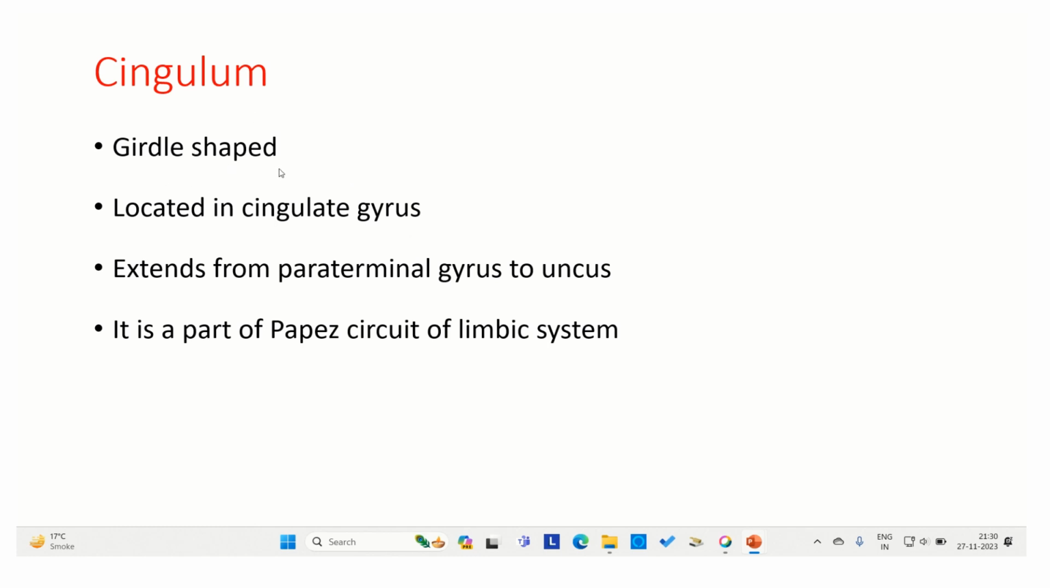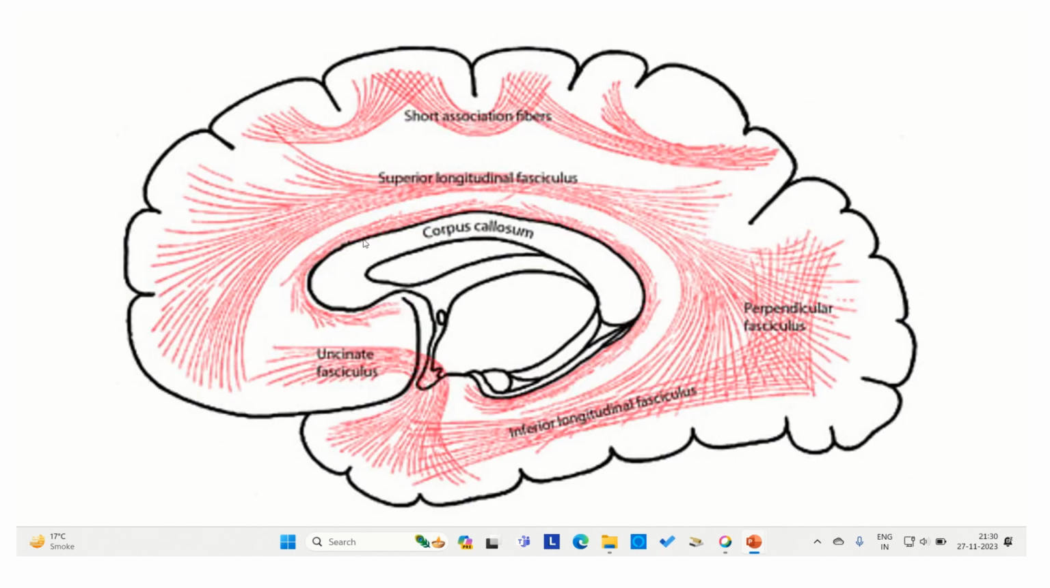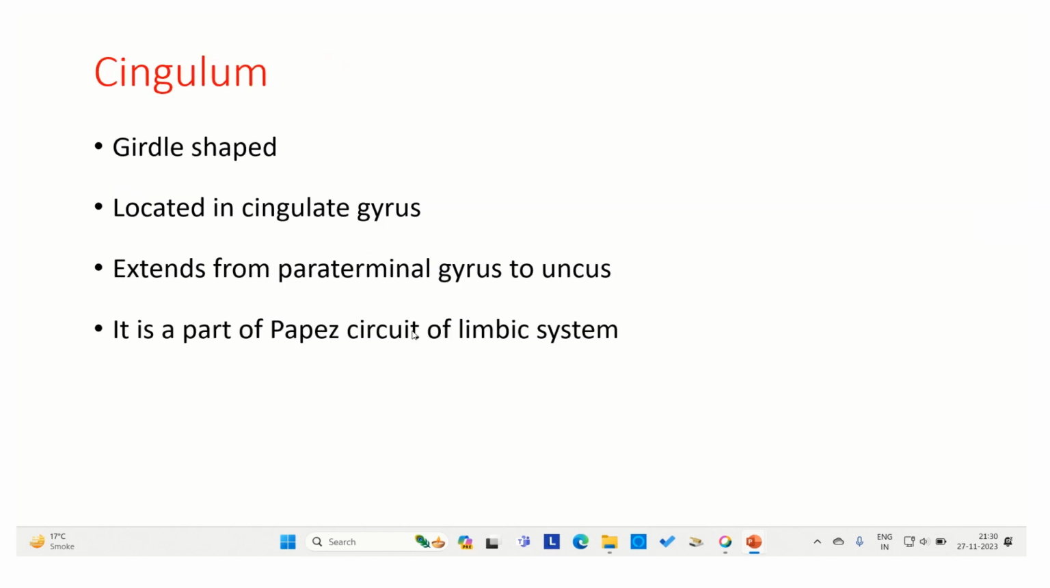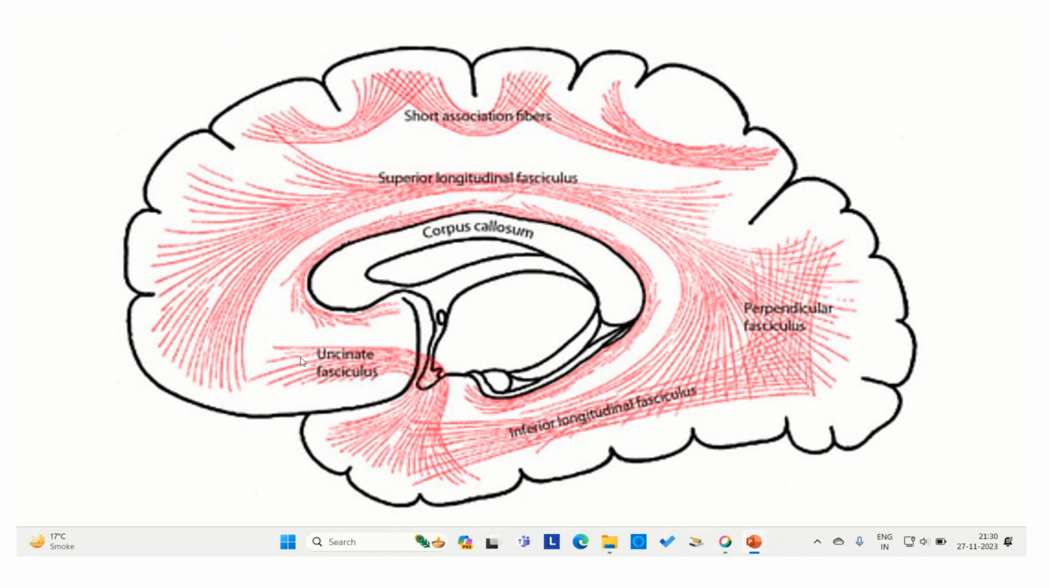Cingulum is girdle shaped, located in the cingulate gyrus, and extends from the paraterminal gyrus to the uncus. It's a part of the Papez circuit of the limbic system. You can see this is the cingulum. Uncinate fasciculus is a curved fiber bundle that connects the inferior frontal gyrus and orbital gyrus to the hippocampal gyrus and amygdaloid nucleus. It connects limbic areas of the cerebrum. This is the uncinate fasciculus.